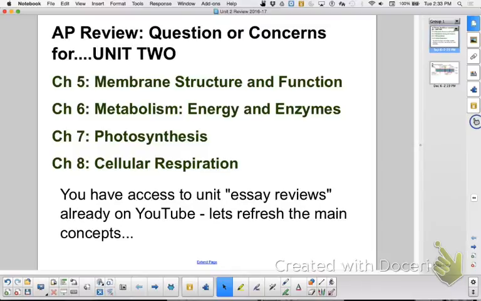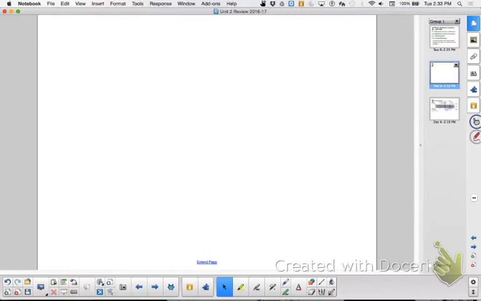I'm going to reiterate, you already have reviews set up for each of these chapters. We want to use this time to make sure we can talk about big ticket items. Now, things that come to my mind, things that I would look for when I'm writing a test or looking for questions for a test on any one of these things, when I think about Chapter 5, membrane structure and function, guess, what do you think might be important to me with Chapter 5?